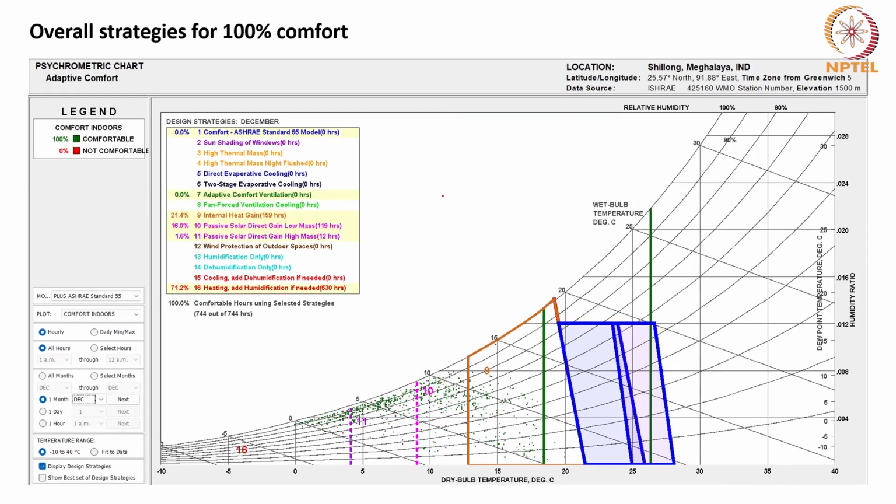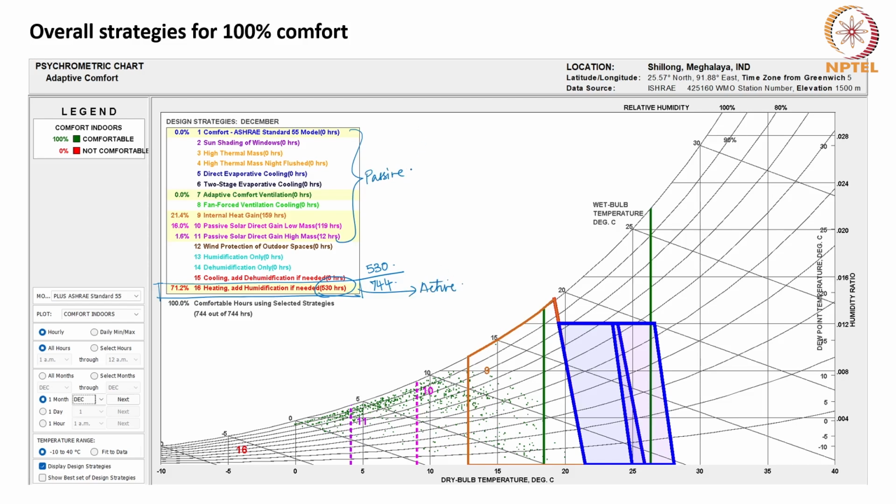So what is that strategy which should be used? It is primarily heating. So heating is the primary strategy to shift the remaining 71.2% from uncomfortable to comfortable. So out of 744 hours, 530 hours definitely require heating. So these are the passive strategies, and this is the active strategy.